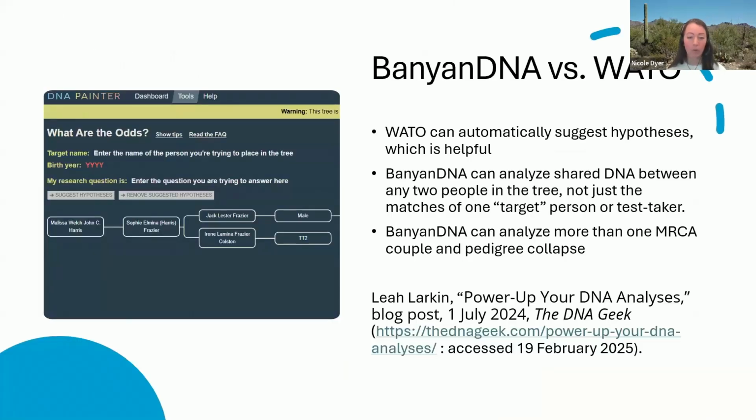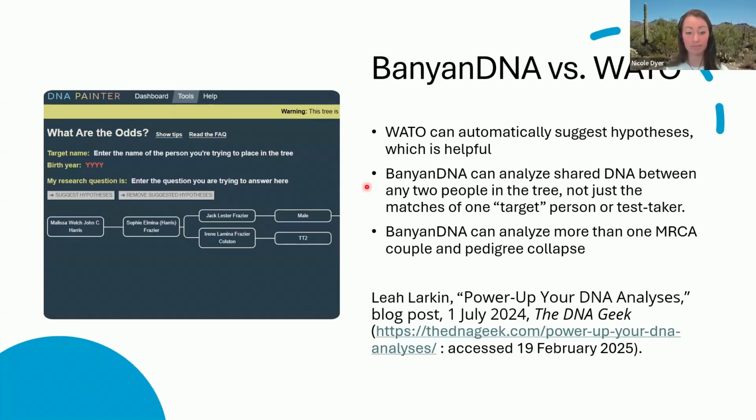So you might be wondering the difference between Banyan DNA and WATO. What are the odds, which is hosted at DNA Painter. And one thing that is different and really nice at WATO is that it can automatically suggest hypotheses, which is really helpful because at Banyan I had to put them in myself, which was a little harder. But Banyan is really excellent because it can analyze the shared DNA between any 2 people in the tree, not just the matches of one target person. So if I was using WATO, I could only put in the amount of DNA that Jack shares with everybody because that's whose test I was looking at.